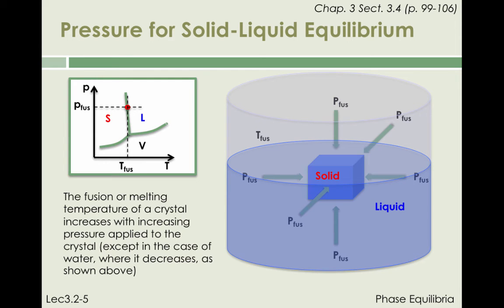Such an experiment would show that the temperature at which the solid and the liquid phases are in equilibrium is a function of the externally applied pressure. We will see that while the temperature of fusion generally increases with the applied pressure, what we will call the fusion pressure, for water the situation is reversed. An increase in pressure leads to a decrease in melting temperature.